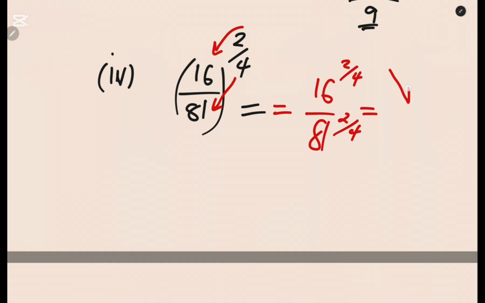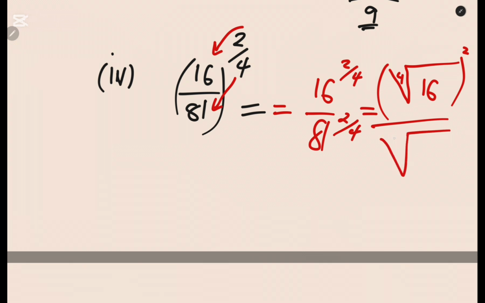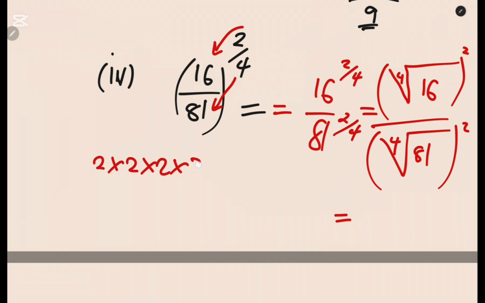This one is just simply going to be the fourth root on top of 16, then of course to the power 2, then also at the bottom we are going to have the fourth root of 81, but of course to the power 2. So how is it going to be? What is the fourth root of 16? So the fourth root of 16, we are looking at the number that we can multiply by itself 4 times to give you 16. 2 times 2 times 2 times 2. 2 times 2 is 4. 4 times 2 is 8. 8 times 2 is 16. So therefore the number here is 2. But of course remember to the power 2.